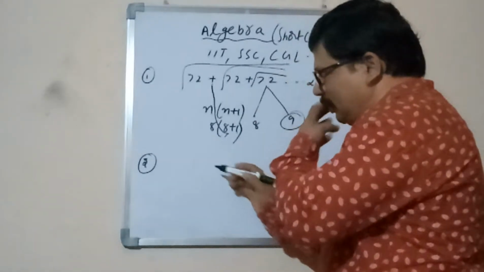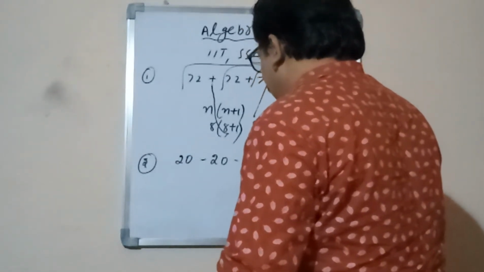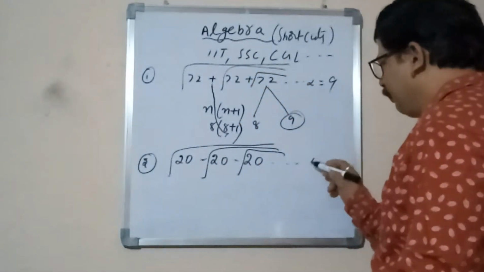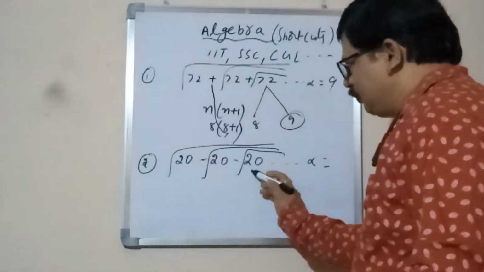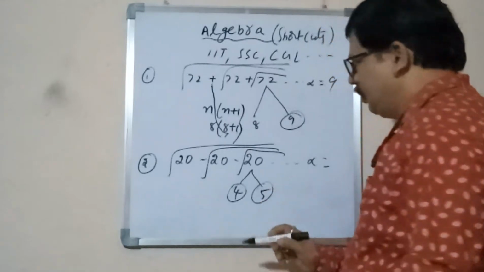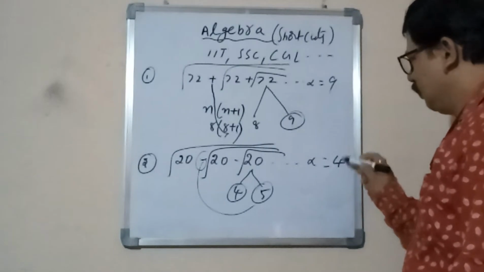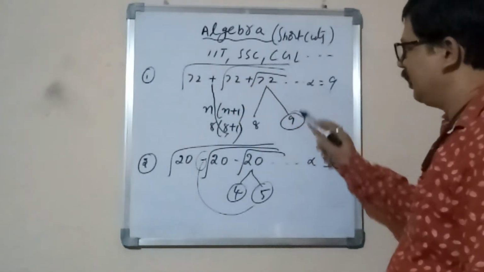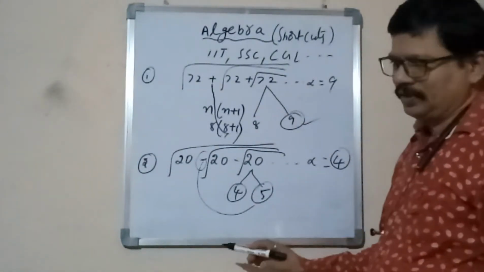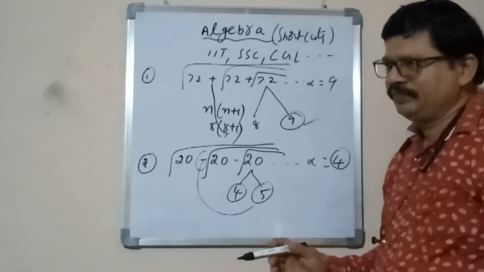Second bit. Suppose the same model, 20, 20, 20. This type, look here, is the same. What is the answer? First two factors you do this 4 into 5. Here the minus symbol is already there, that's why take the small value, 4. Here the plus symbol means you take the big value. Here the formula is n into n minus 1, just 5 minus, and that means finish.